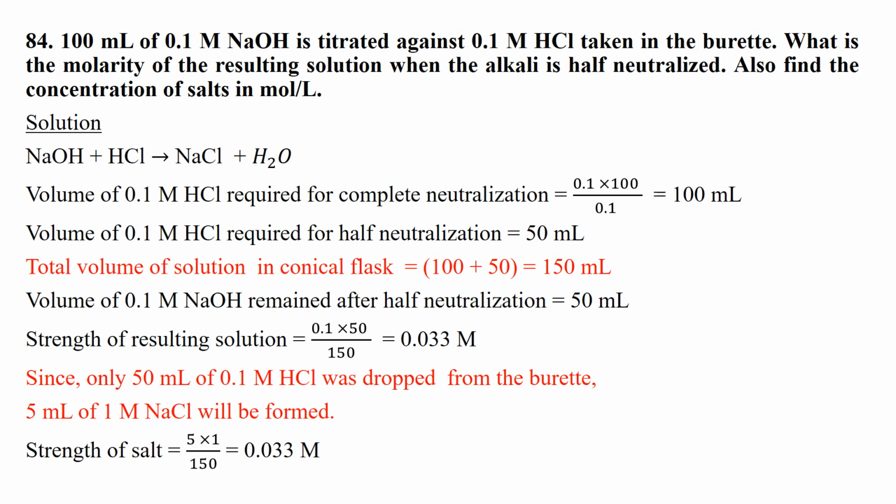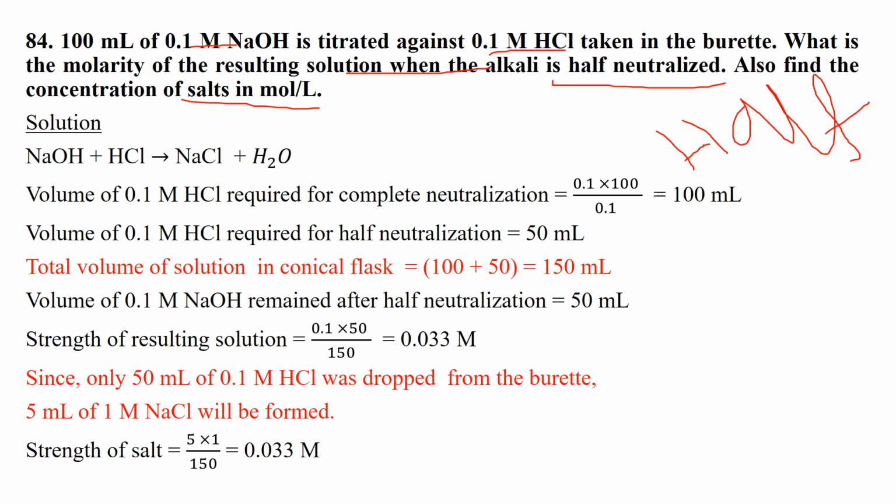100 ml of 0.1 molar NaOH is titrated against 0.1 molar HCl taken in the burette. What is the molarity of the resulting solution when the alkali is half neutralized? This question is also based upon the half neutralization concept. We have already discussed the half neutralization concept. Also find the concentration of salt in moles per liter. We have to find out the concentration of the salt. This is the general representation.